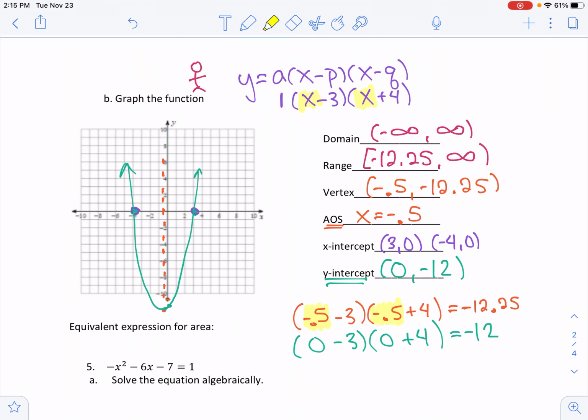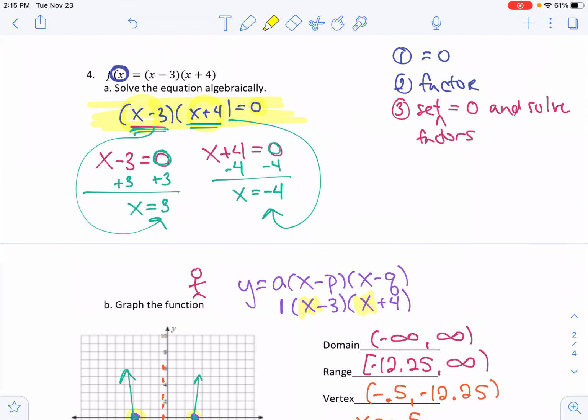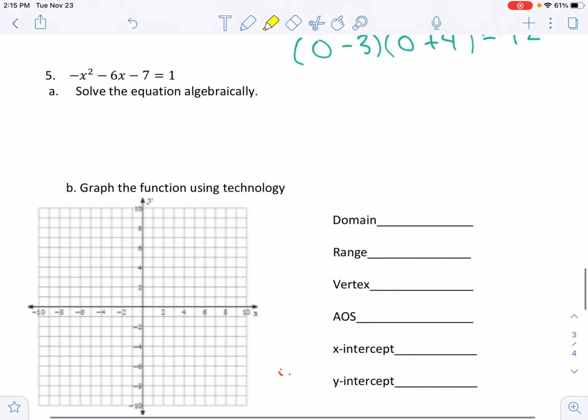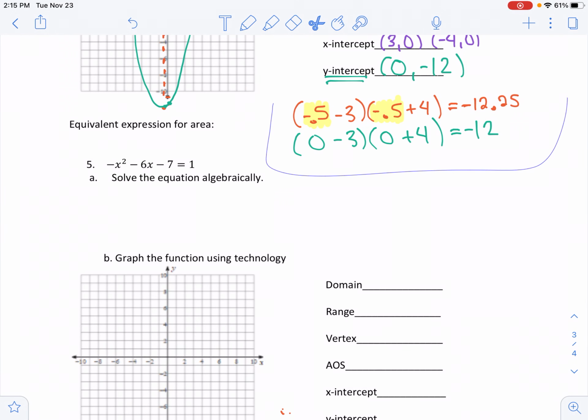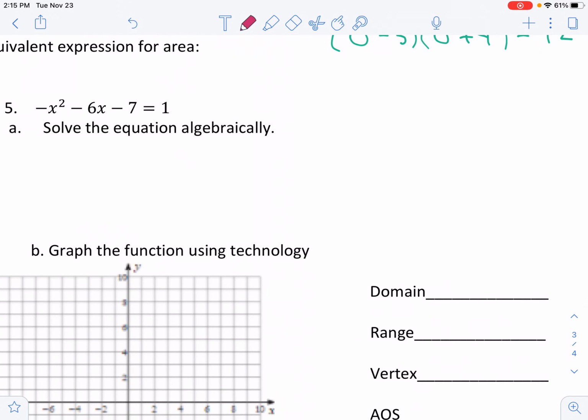So we've got our graph, and notice that our graph backs up our answer, and that they're going to cross the x-axis at 3 and negative 4, which is what we call solutions. All right, so we're also going to do this one, but this one is different because it is not set equal to 0, nor is it factored. So what we need to do is get it equal to 0. So we could minus 1 from both sides, and we would get negative x squared minus 6x, negative 7 minus 1 is negative 8, equals 0, and you could factor that.